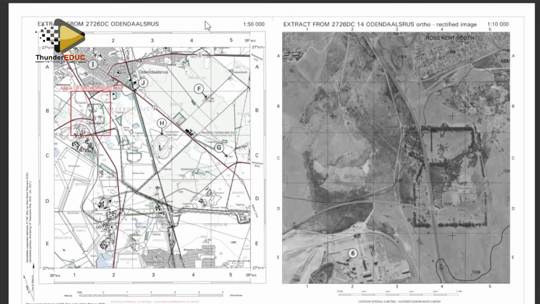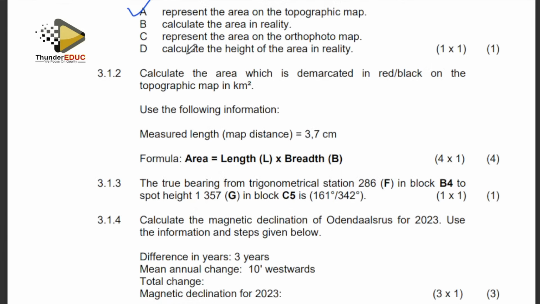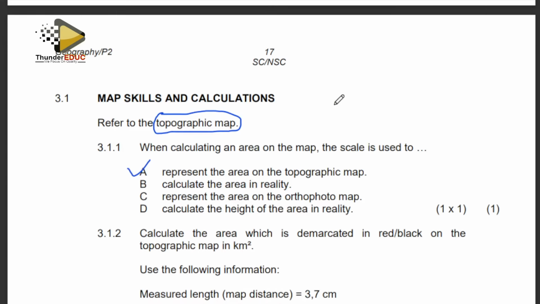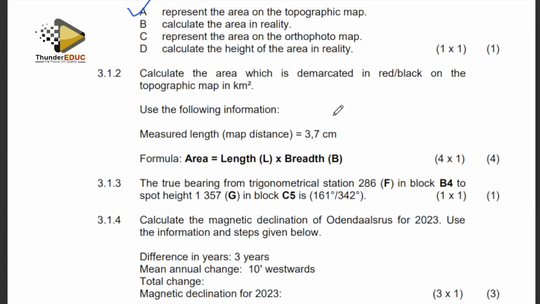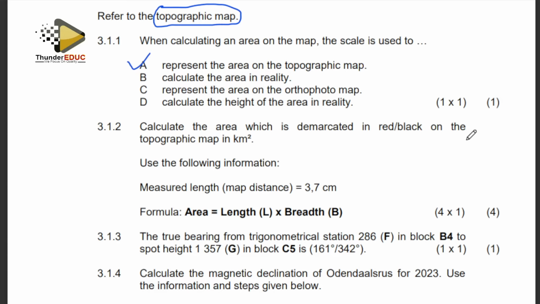We come here. When you look at this topographic map, which one is demarcated in red? The area that is demarcated in red is this section here. So when they say calculate the area, what do we do? Let's go back to the question quickly. The question says calculate the area demarcated in red on the topographic map in kilometers. They want the answer in kilometers.